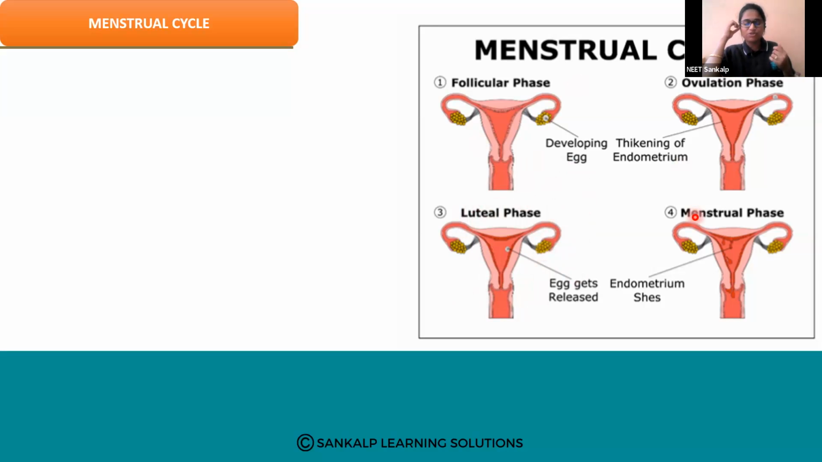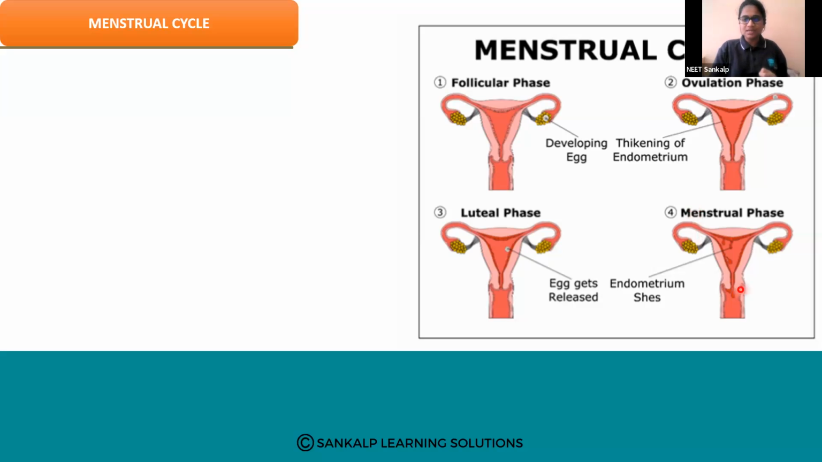Why actually the menstrual phase? This is the usual question I get from my 10th standard students as well as some of the PU students. They ask why you get the cramps, why you get the stomach pains usually.